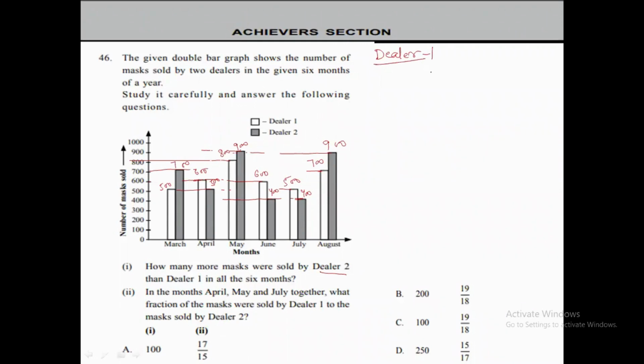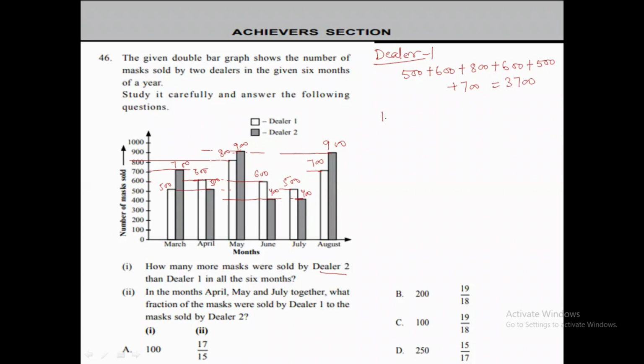So dealer 1 in March sold 500. Then in April he sold 600, that is 1100. Then in May he sold 800, that is 1900. Then in the month of June he sold 600, that equals 2500. Then in the month of July he sold 500, which equals 3000. And then in the month of August he sold 700, which equals 3700. Okay, 500 plus 600 is 1100, 1100 plus 800 is 1900, 1900 plus 600 is 2500, 2500 plus 500 is 3000, and 3000 plus 700 is 3700.